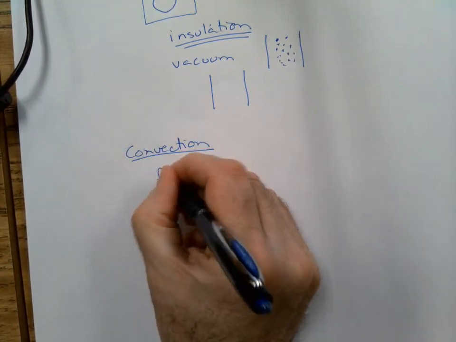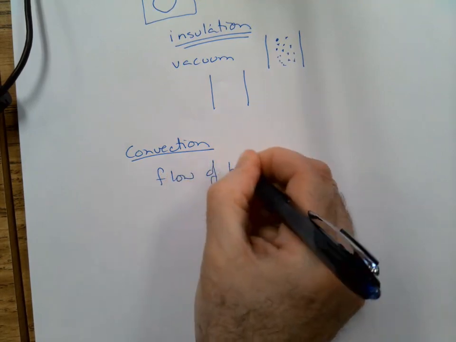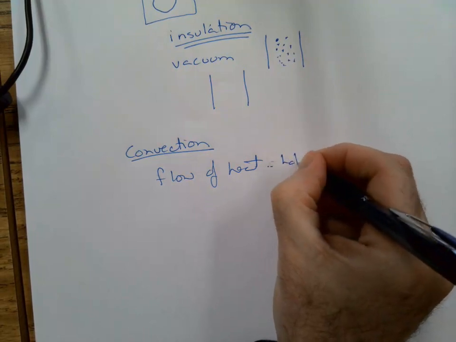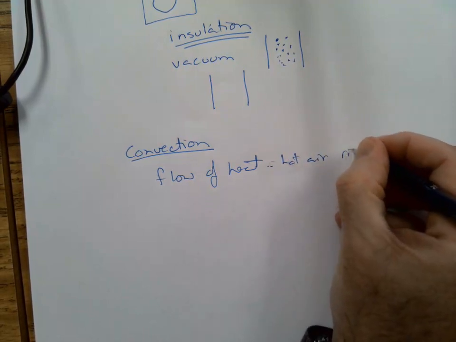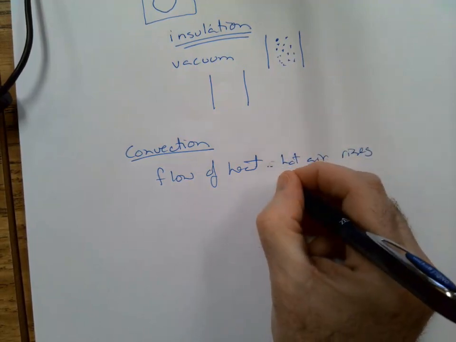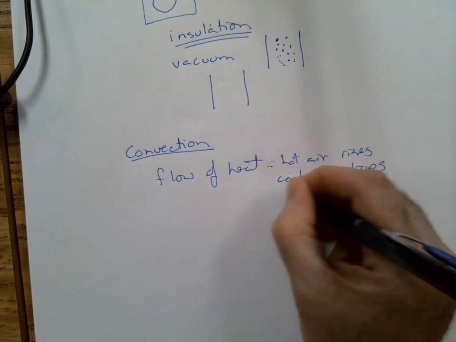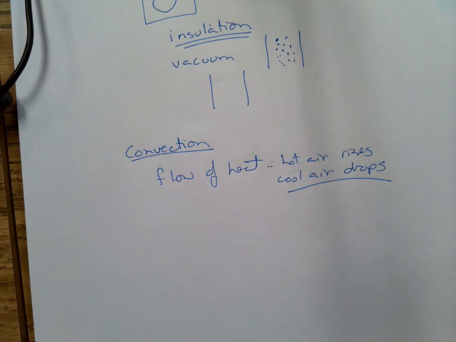So convection is flow of heat. So, for example, hot air rises, cool air drops, and this can create what's called a convection current. So why does hot air rise? It rises because it becomes less dense as it heats up. The particles move further apart, and then they become more dense as they cool.